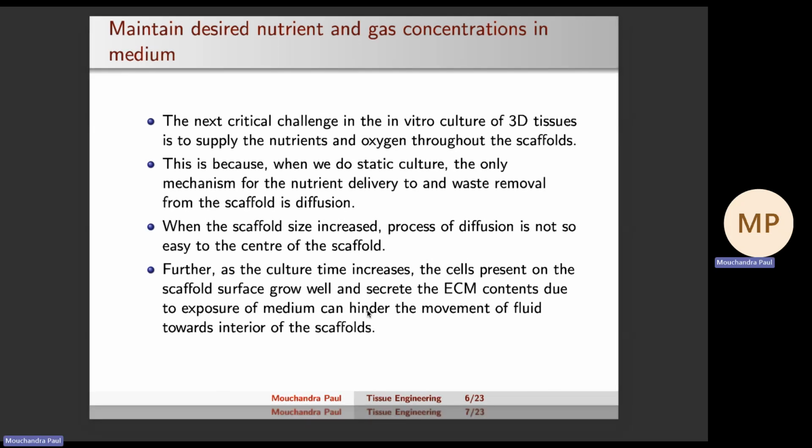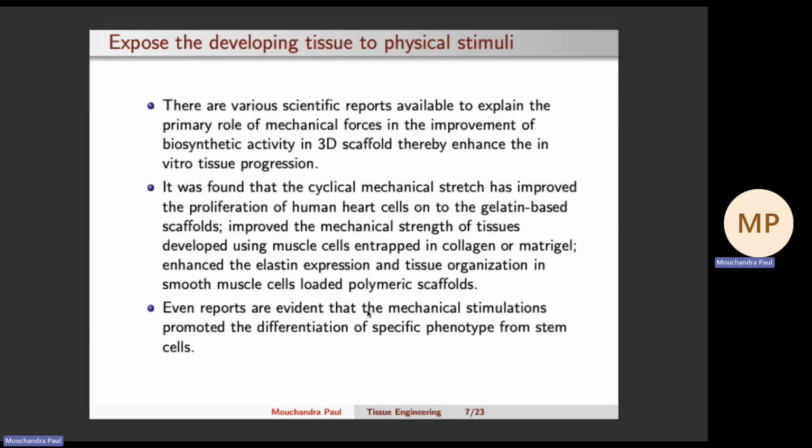And then we have to ultimately look for dynamic culture conditions using a bioreactor. The last very useful aspect of using a bioreactor is we can expose the developing tissue to physical stimuli. So why is this important? People have actually reported that mechanical forces, tensile or compressive forces, can improve the activity of 3D scaffolds, and hence their in vitro progression, how they mature in vitro.